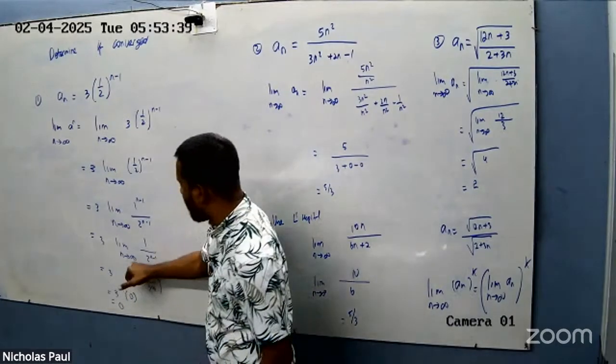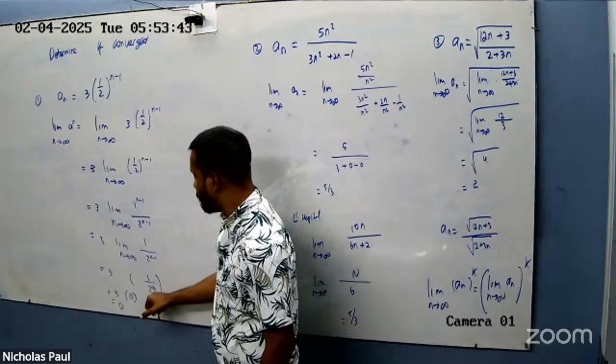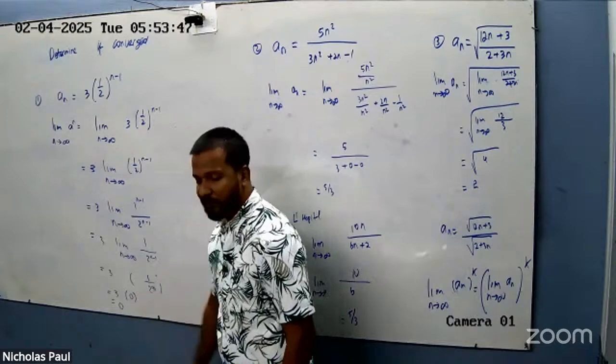I plug in infinity here, to the infinity is infinity. 1 over infinity is 0.